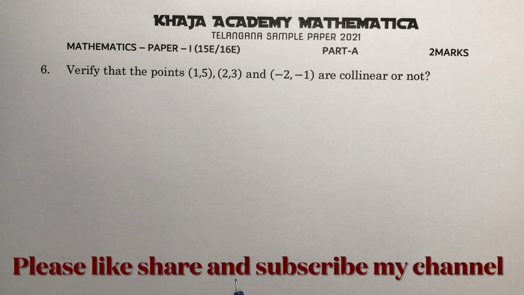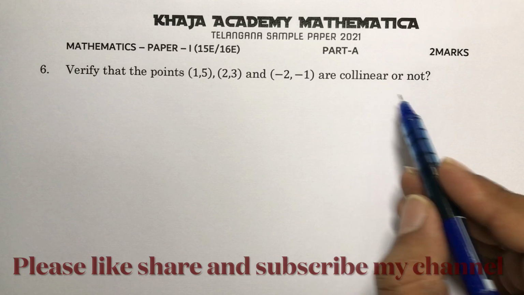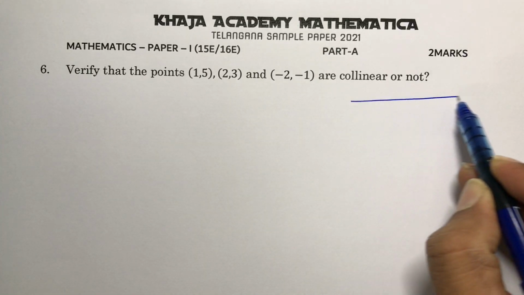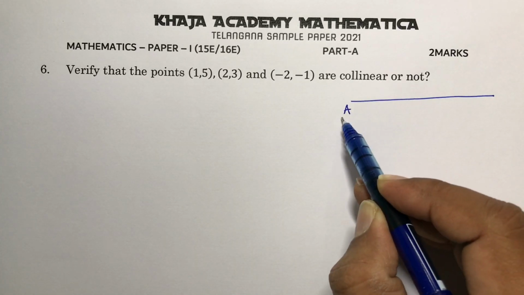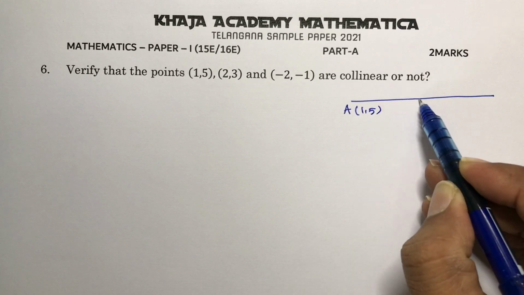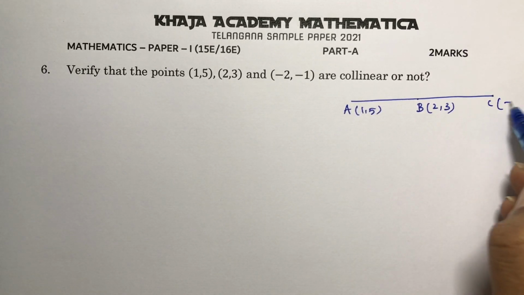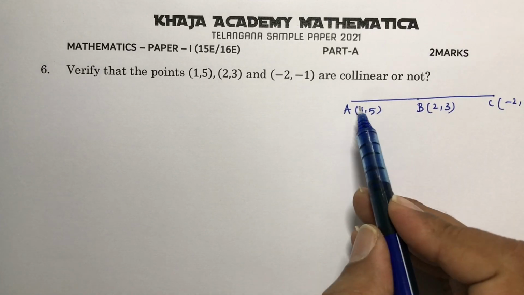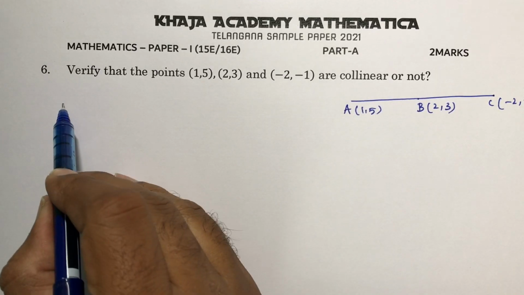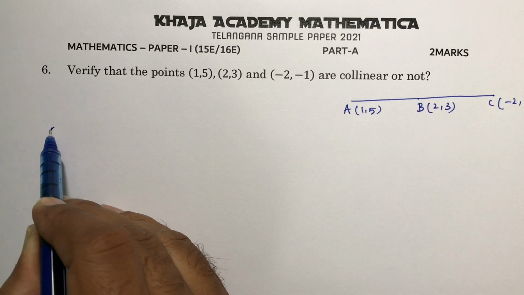Verify whether the points 1, 5, 2, 3, and minus 2, minus 1 are collinear or not. So take A (1, 5), B (2, 3), C (minus 2, minus 1). So first find the distance of AB. So distance of AB.